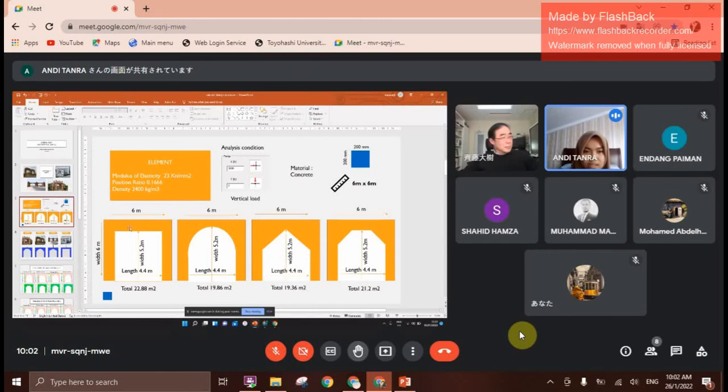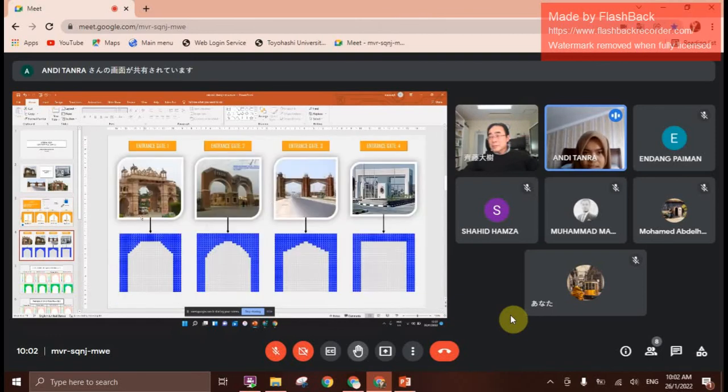With the entrance gate is 6 meter and the length is 6 meter. Total area in white and in the peak is 22.88, and then in this picture is total 19, and then this is I apply in styrofoam, entrance gate 1, entrance gate 2, and entrance gate 3 and 4.